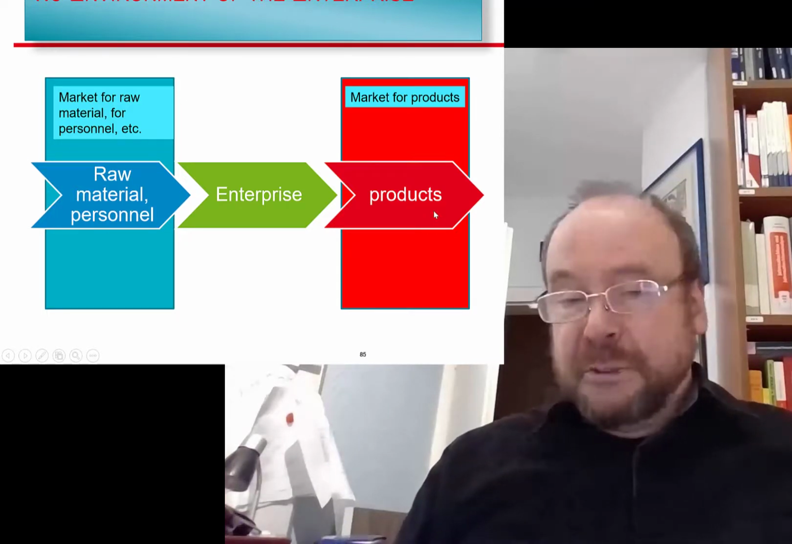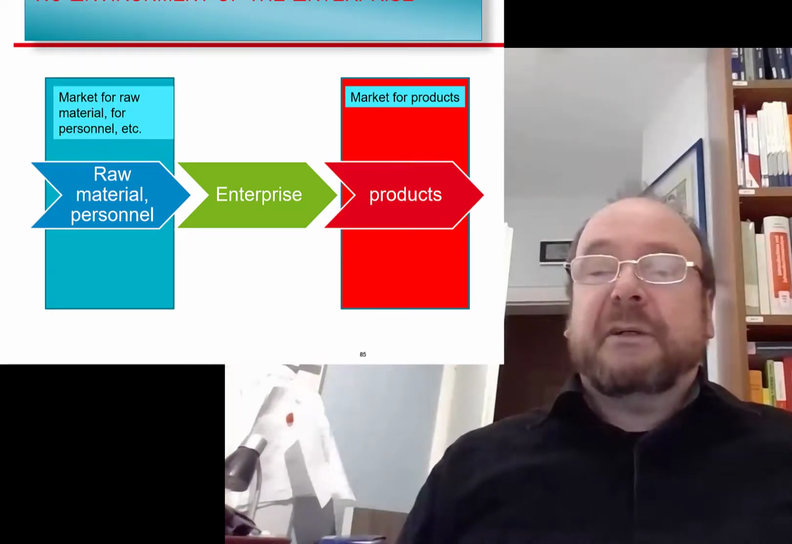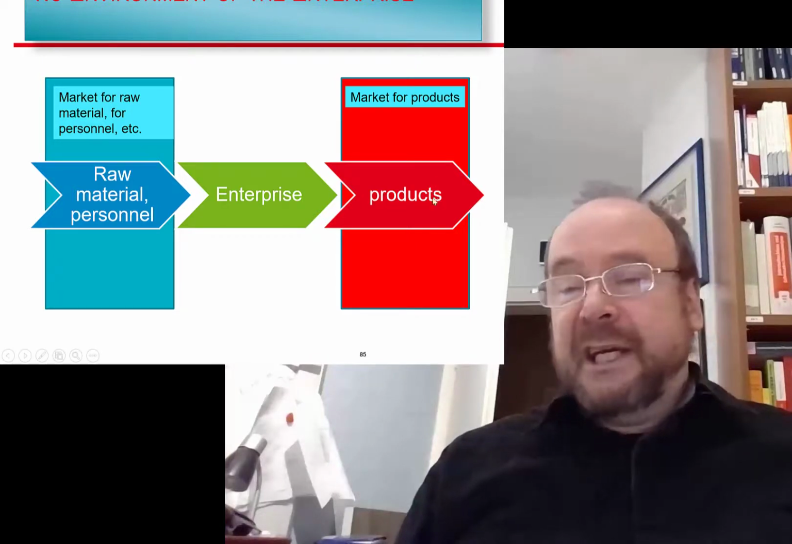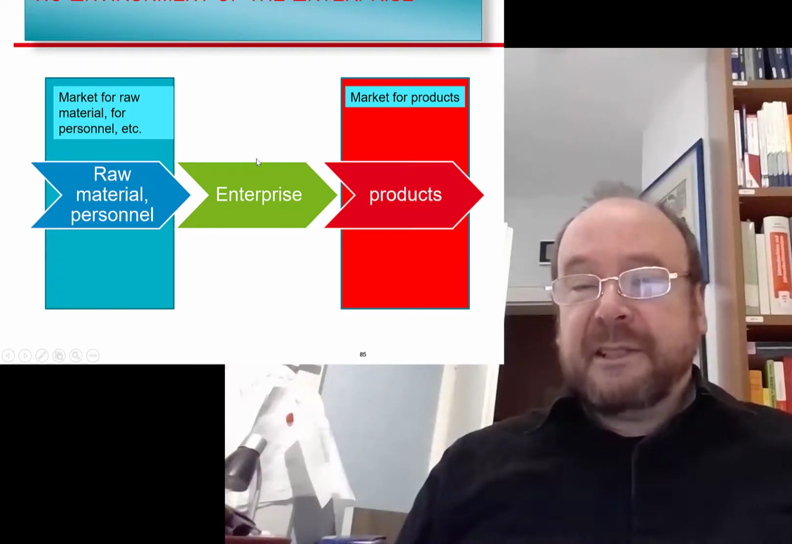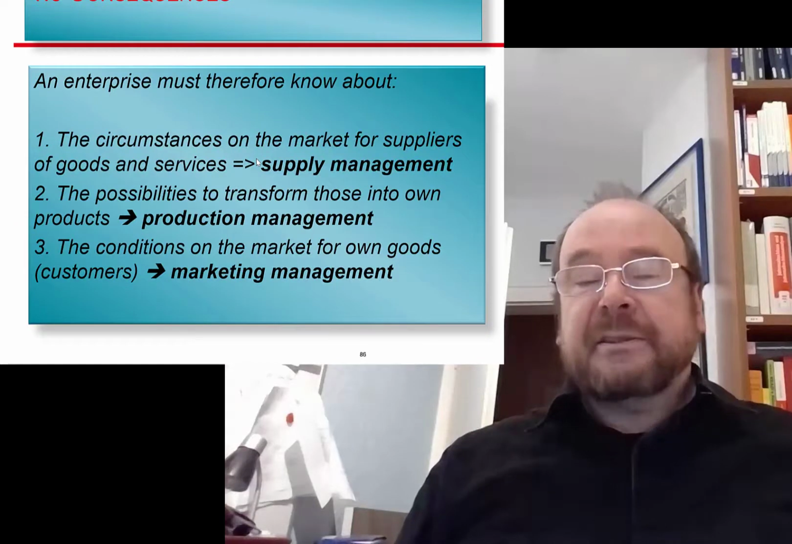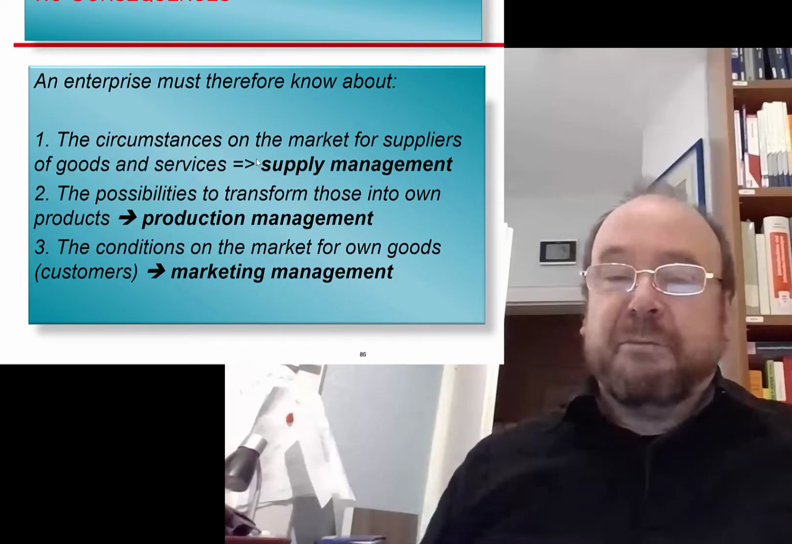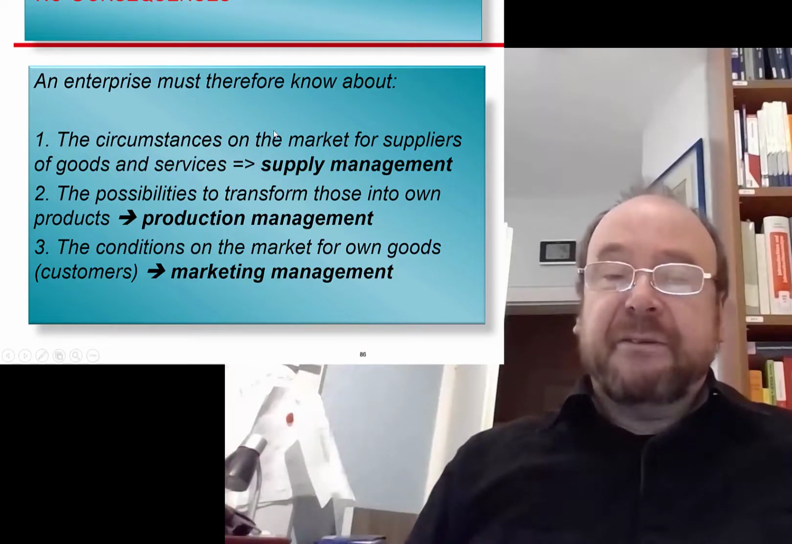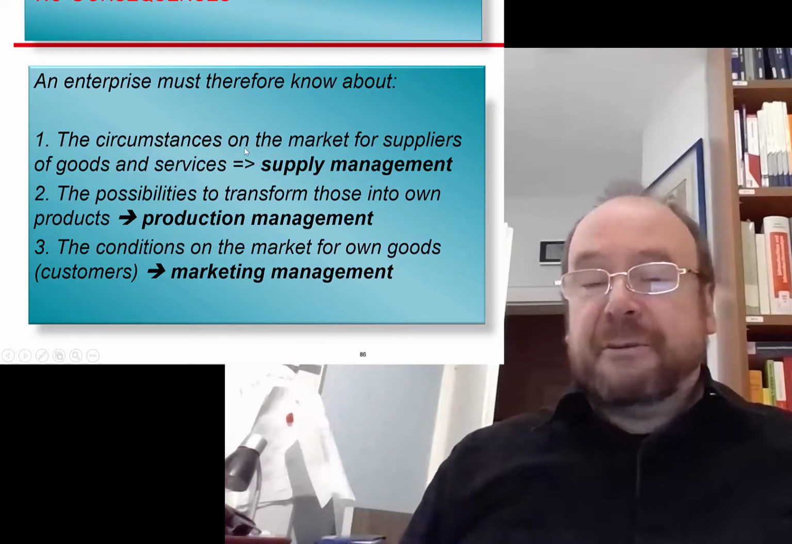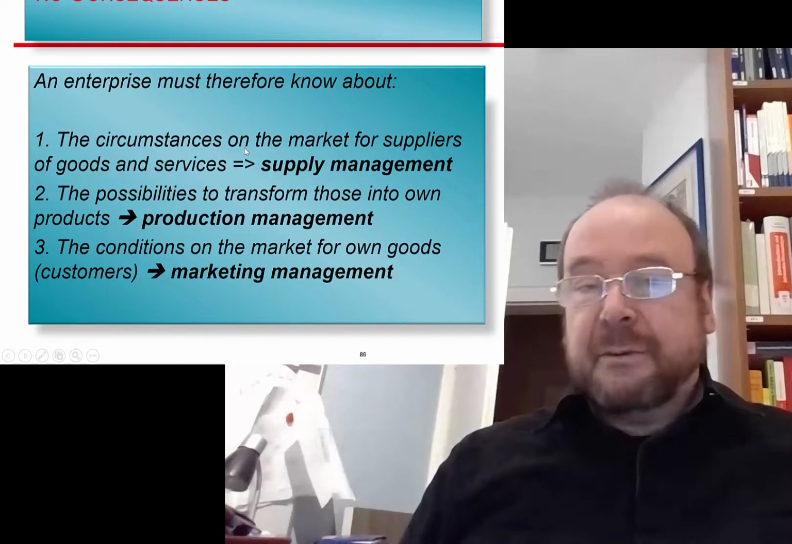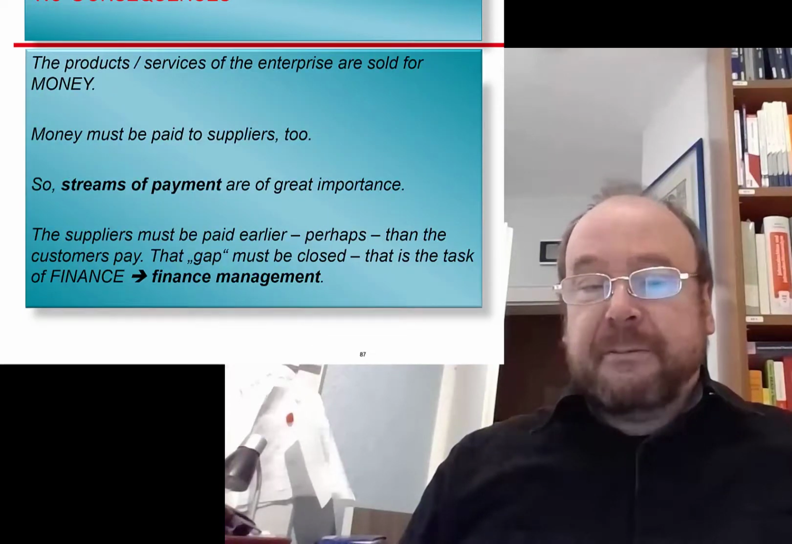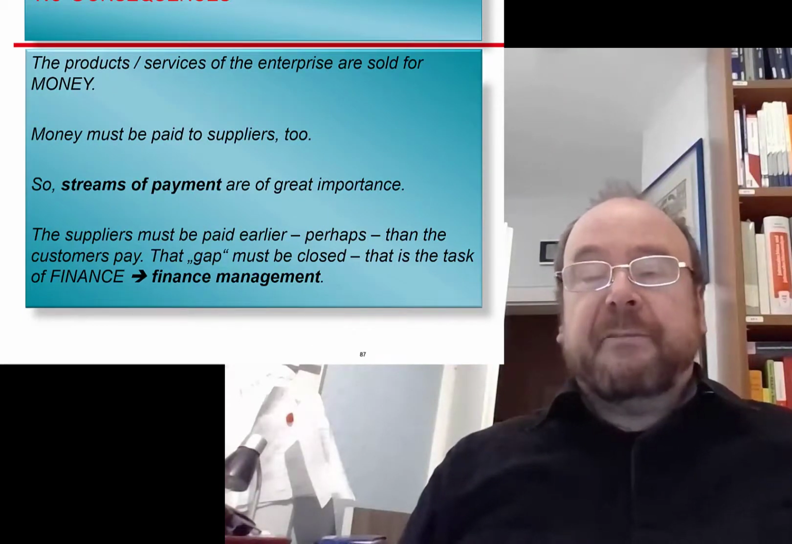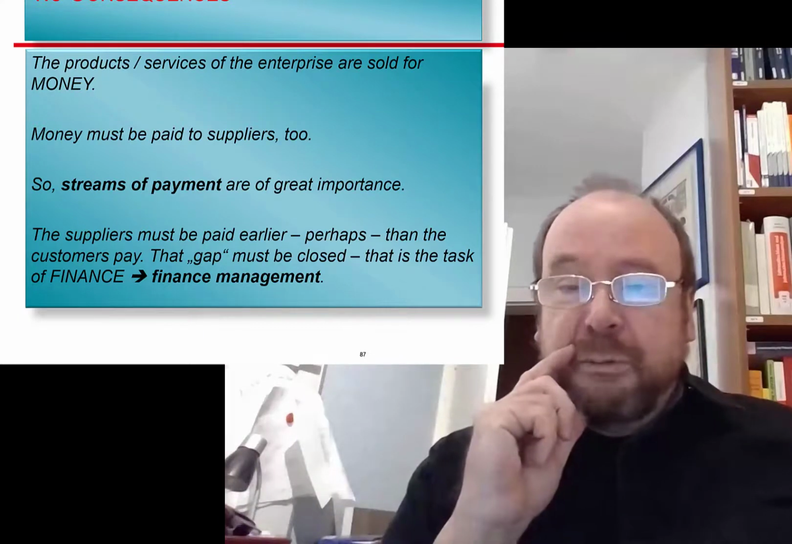So the question will be, how do I organize production? And how can I motivate customers to buy? So you already have to think about marketing. Already from that basic analysis, you can see there are three fields with which you have to deal in order to manage an enterprise. Then you also have to deal with money.